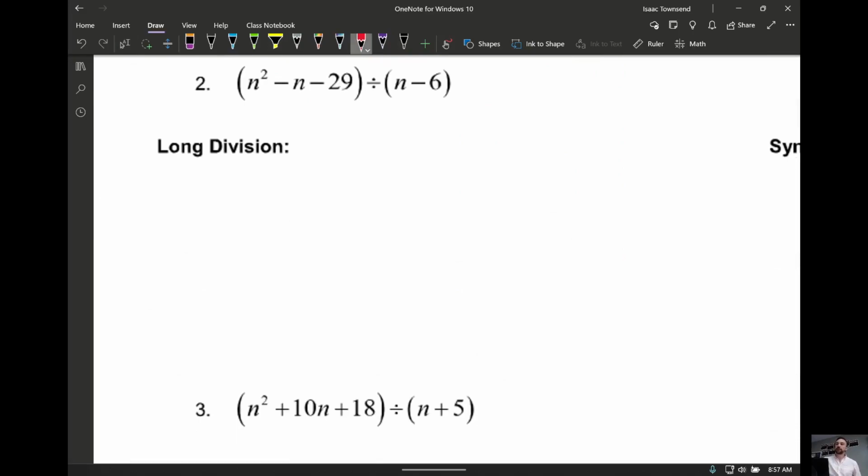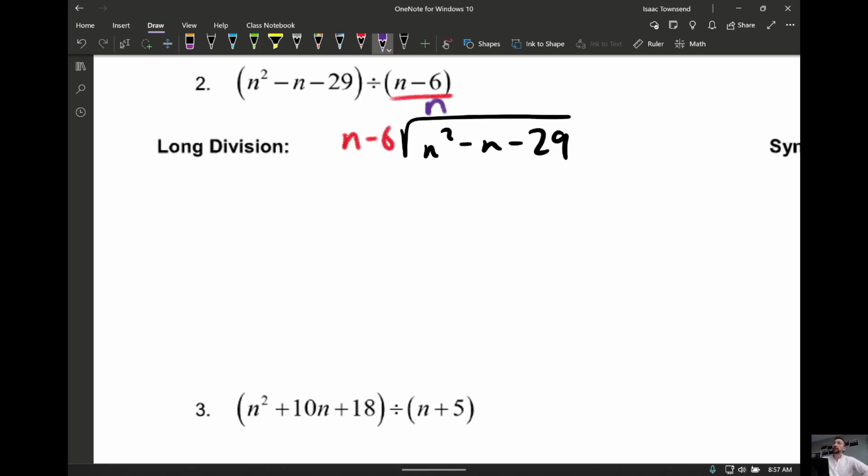Okay, so setup, divisor needs to come out front. The first part of your quotient needs to be the thing times n that gives you n squared, so that would be n. Then we multiply n by both of these. And then the second that I'm done multiplying, I'm going to change the signs and add.